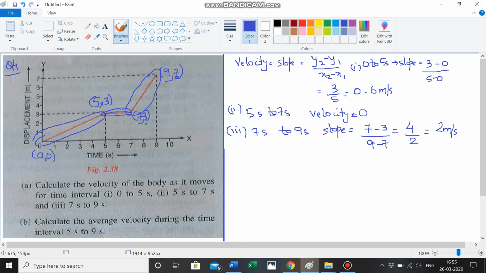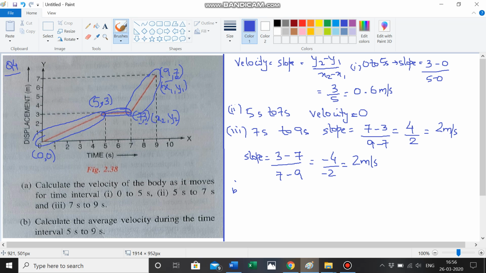Now there could be a question, why do I always take this as x2 y2? Why can't I take this as x1 y1? Let's take it as x1 y1 and let's call this x2 y2. Will my slope differ? Let's see. Now y2 is 3 and y1 is 7, and x2 is 7 and x1 is 9. So 3 minus 7 is negative 4, 7 minus 9 is negative 2. The answer is still 2 meter per second. So it does not matter which point I call x1 y1 and which point I call x2 y2.